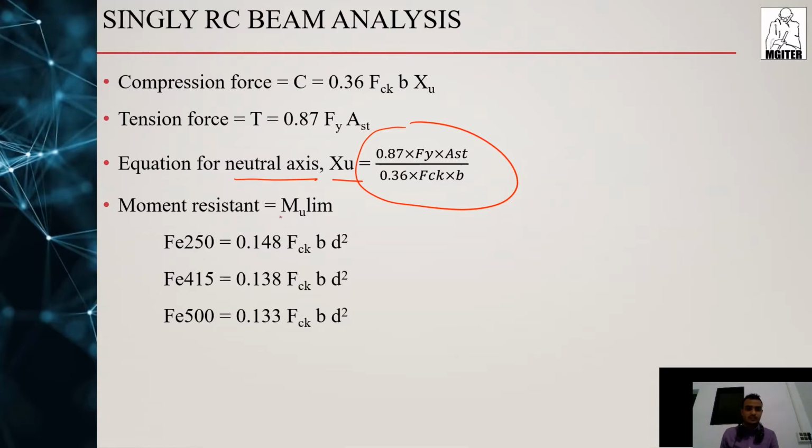Then moment resistance, that is the Mu limit equation. For Fe250 steel, the limiting moment is 0.148 fck b d square. For Fe415 grade steel, the limiting moment is 0.138 fck b d square. For Fe500 we have 0.133 fck b d square. You note it down.